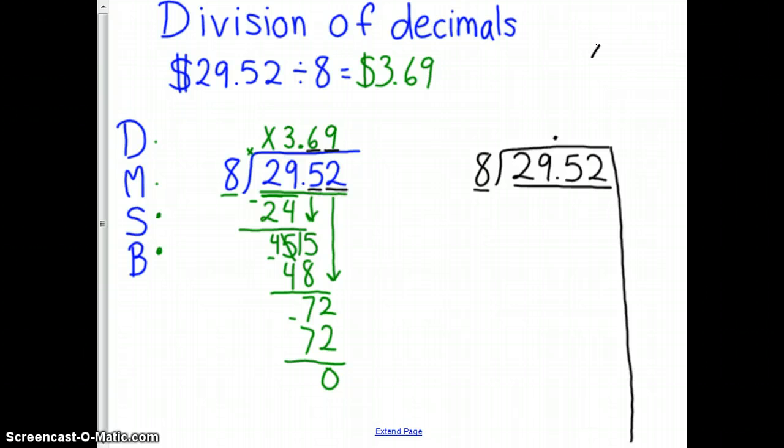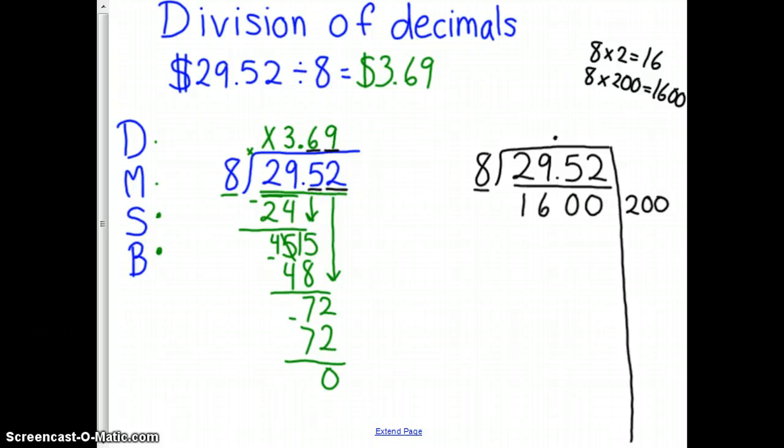I know that 8 times 2 equals 16. So that means I also know that 8 times 200 equals 1,600. So that's what I'm going to take out first. I'm going to take out 200 8s. 200 times 8 is 1,600. So that's what I will subtract first. 2 minus 0 is 2. 5 minus 0 is 5. 9 minus 6 is 3. And 2 minus 1 is 1.